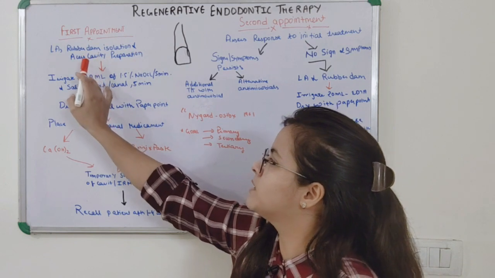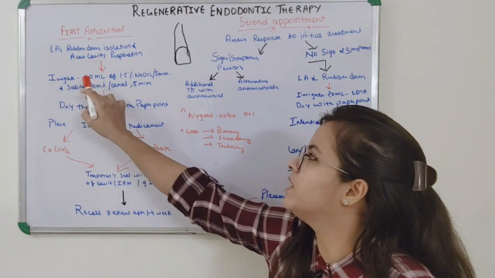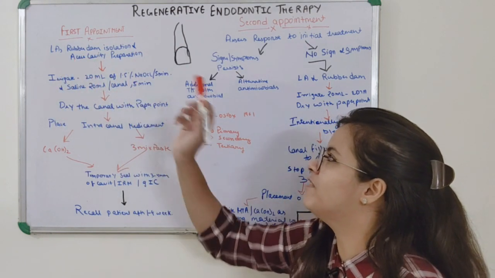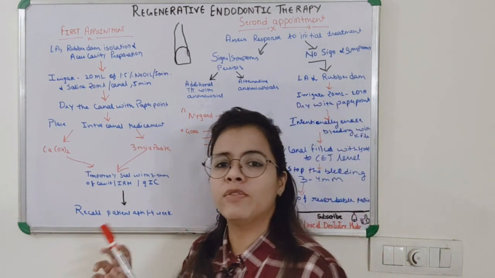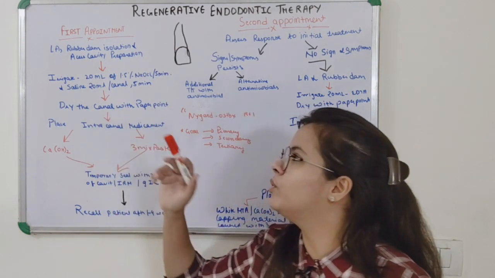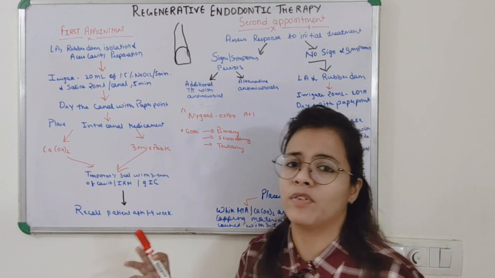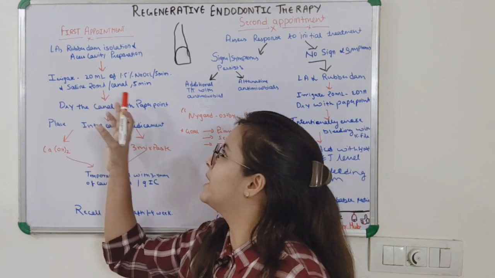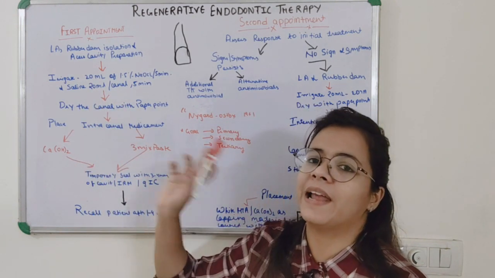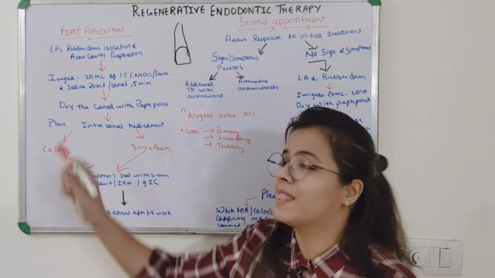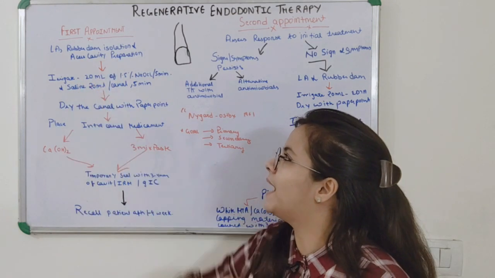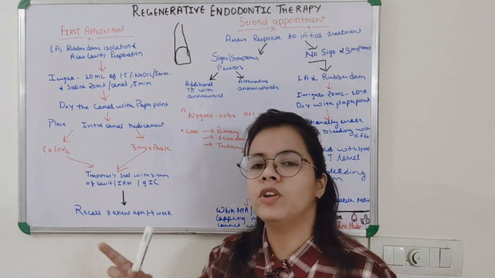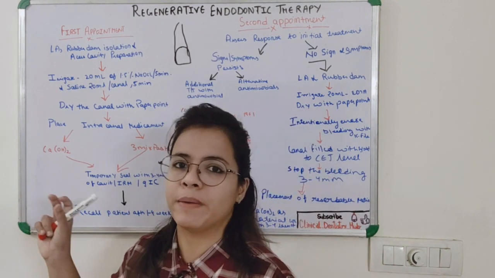After you have done access opening, you have to irrigate with 20 ml of 1.5% sodium hypochlorite for 5 minutes. Plus you have to do the irrigation with normal saline of approximately 20 ml per canal. Per canal you have to irrigate, likewise you are doing for the molar tooth. That's why the writer has written that per canal. Then you have to dry the canal with a paper point.